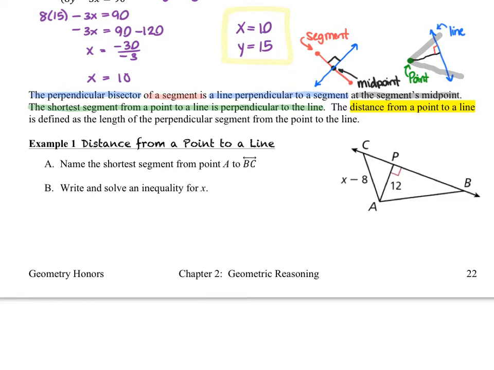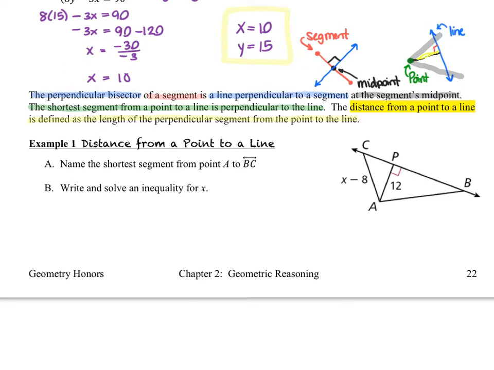And the next sentence kind of sums it all up. It says the distance from a point to a line is defined as the length of the perpendicular segment from the point to the line. So what that means is officially the distance between the point and the line is going to be this perpendicular distance that we were just talking about.